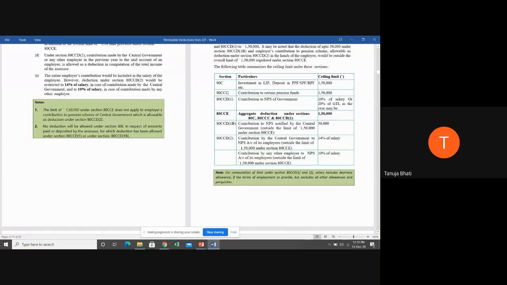So have you all understood all these sections, students? Majorly what is asked in the exam is 80C and 80CCE. The ceiling limit you have to check. But that doesn't mean you ignore the others. You also need to know the limits for all of these. So students, have you all understood all these sections of 80C? Yes, ma'am.